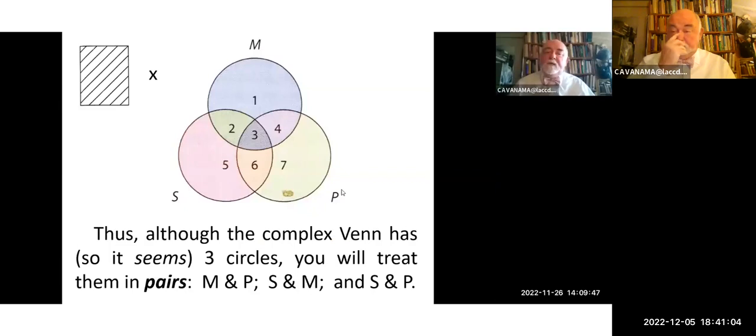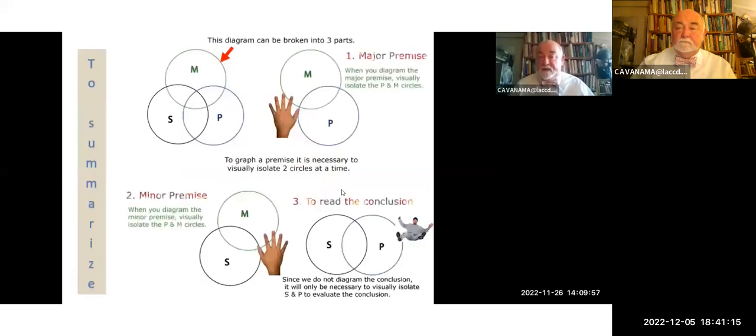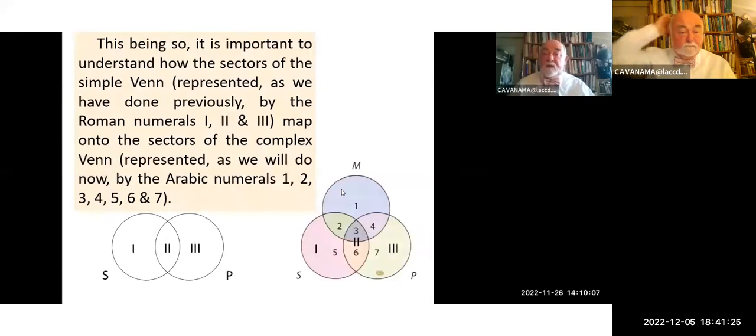Thus, although the complex Venn has, so it seems, three circles, you're actually not going to deal with three at a time. You're going to treat them in pairs. You're going to look at the M and P, you're going to look at the S and M, and then you're going to look at the S and P. So you do the major premise first, minor premise second. You won't always do this. Then you jump back, and you read the conclusion. That's the way it works.